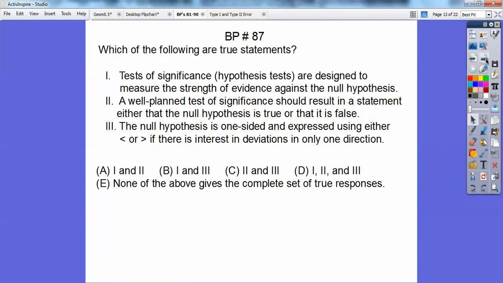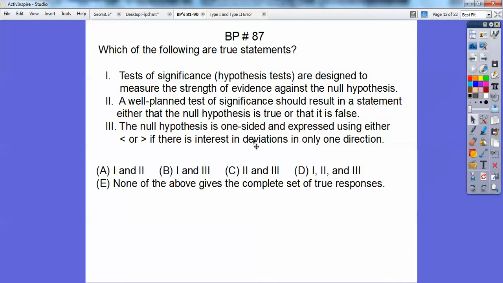Okay? All right. Which of the following are true statements? Tests of significance, your hypothesis tests, are designed to measure the strength of evidence against your null hypotheses. Okay, well, that's true. A well-planned test of significance should result in a statement either that the null hypothesis is true or that it is false. Well, no, that's not true. We're testing to see if it's probable to be true or false, but you can't test if it is true or false. And the null hypothesis is one-sided and expressed using either less than or greater than if there is interest in deviations in only one direction.